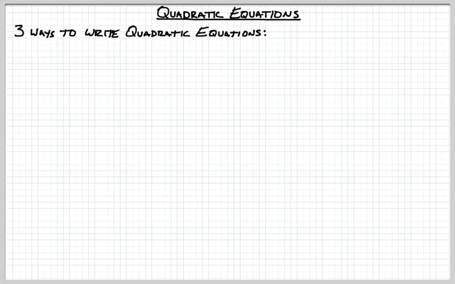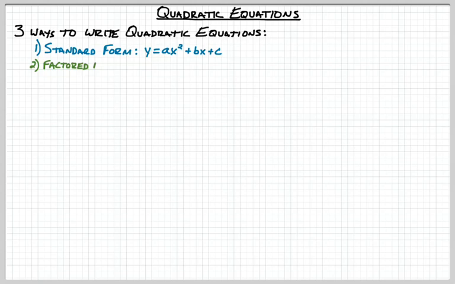Alright, so our three ways. The first one is the standard form, and this is probably the one that you're most familiar with, that you see the most frequently. That is y equals ax squared plus bx plus c. The second way to write quadratic equations is the factored form, and you're probably familiar with this one as well. The factored form is y equals a times x minus p times x minus q. So that's what we have if the quadratic is already factored.